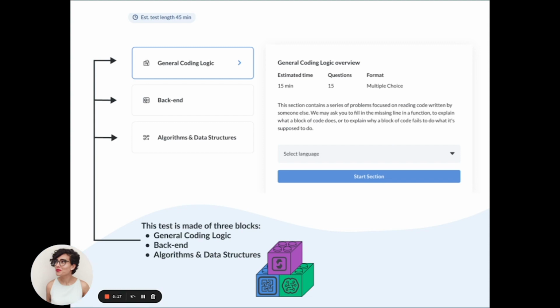On a real test, this would continue to the next block, but for the purposes of this video, we're going to stop right here.